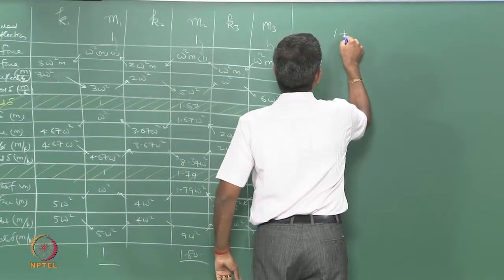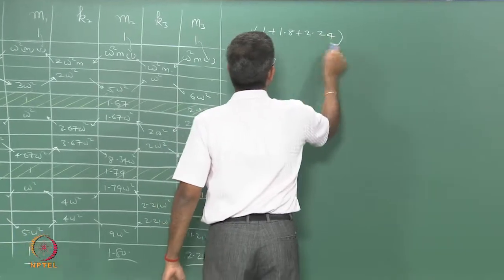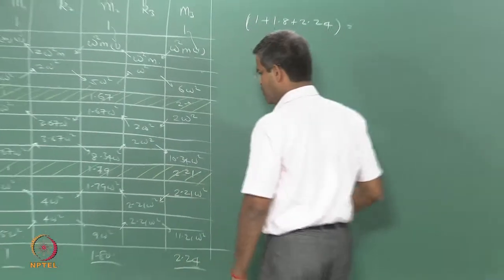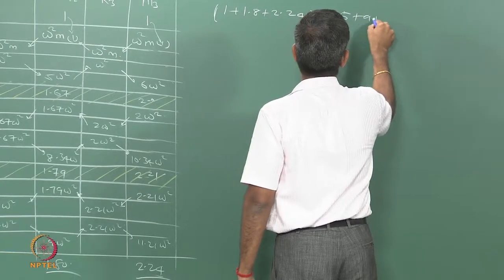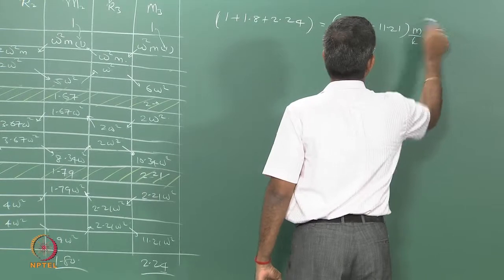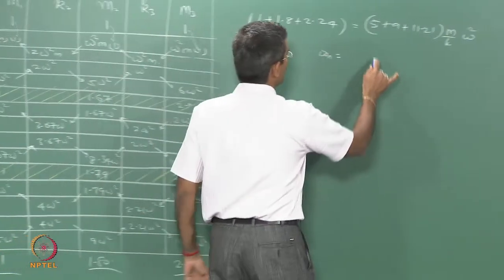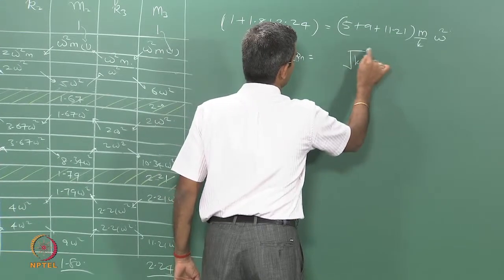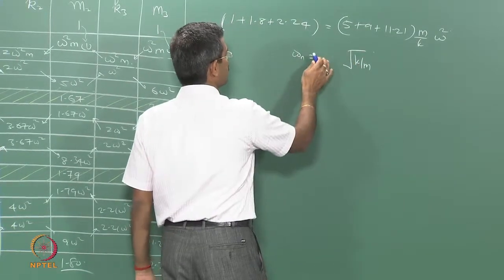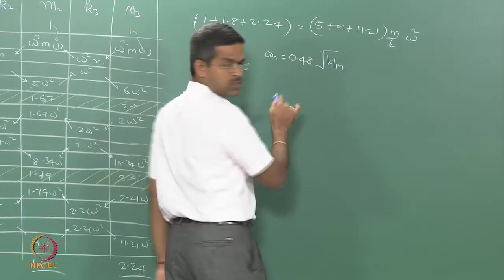So, 1 plus 1.8 plus 2.24 should be equal to 5 plus 9 plus 11.21 of m by k omega square. So, let us get omega, some value of k by m. How much is this value? Let us say very specifically, is it 0.48 or 0.447, something?